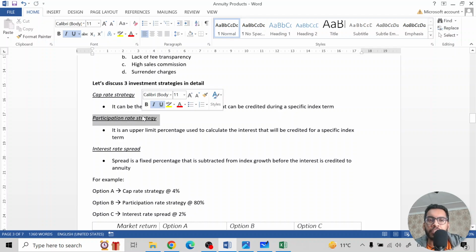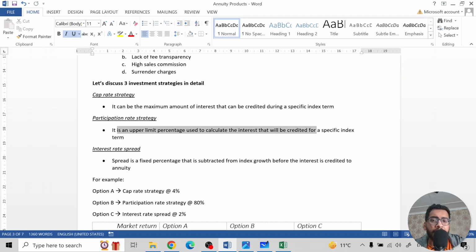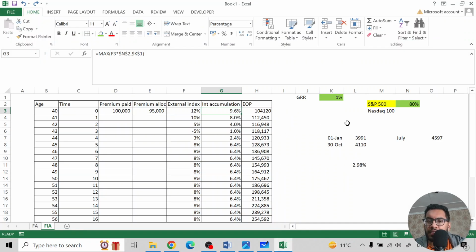Next is the participation rate strategy. It is an upper limit percentage that can be used to calculate the interest that will be credited for a specific index term. What we are trying to say is that whatever return is generated by the index, there is a cap on the portion of the return that will be accumulated to you, and in our example we are considering 80%. Whatever the return, I am going to give you 80% of that return as the interest accumulation.